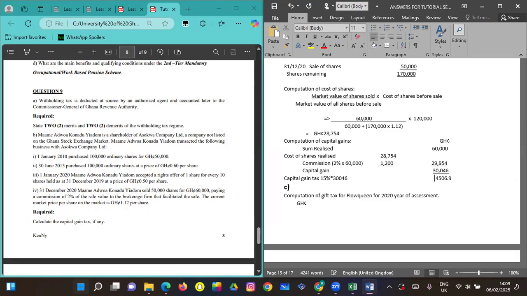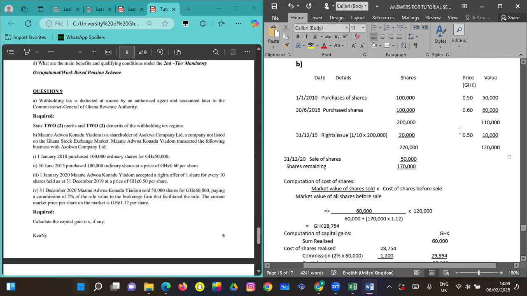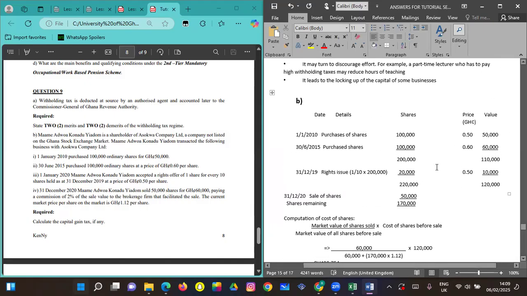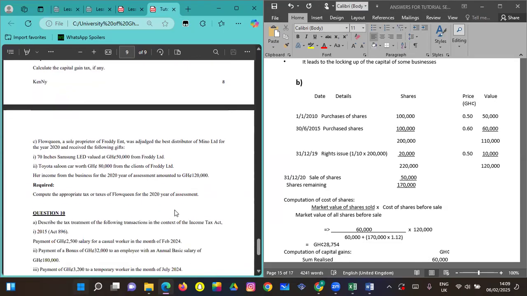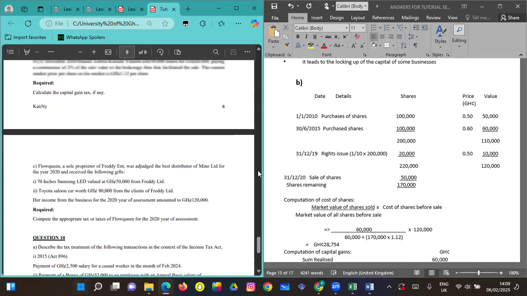Which I doubt that they will give us 20 questions like this, something that you do. It is simple, man. Simple. And then here, you see, they told us that we had sold the shares for 60,000, but don't be tempted to divide here because at the end they said the current market price per share is 1.12. So that's what you are supposed to use. You have to read all the questions.